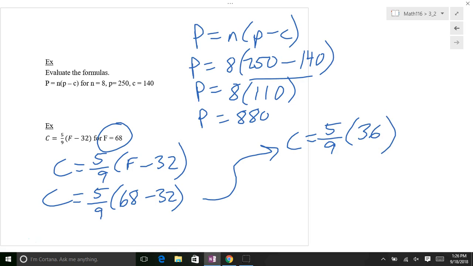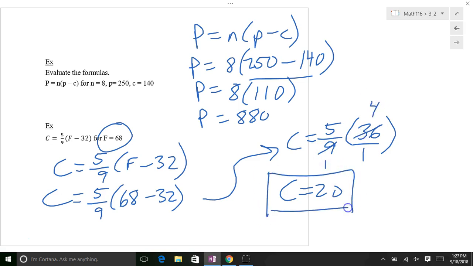And then I can multiply that. So 5 times 36 divided by 9 will end up being 20. Or if you want to think about 36 divided by 9 right there, 5 times 4 is 20, all divided by 1. So 68 degrees Fahrenheit is the same as 20 degrees Celsius.